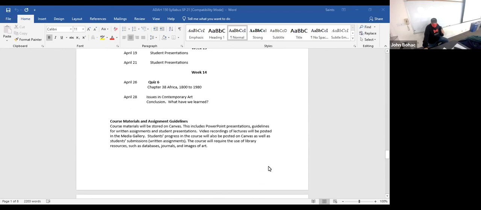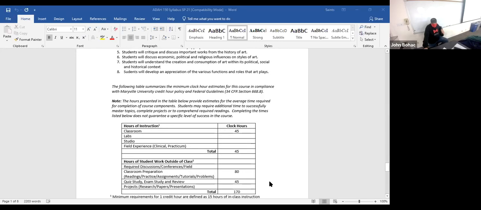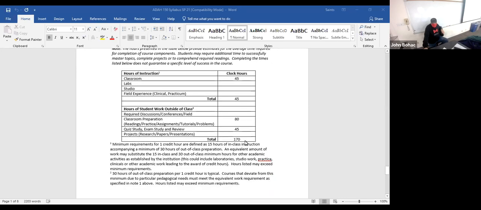The rest of this is pretty much the legalese. I didn't even write any of this. This comes along from the administration. And this is student goals and so on, and how many hours we have to have and so on. So that's that.